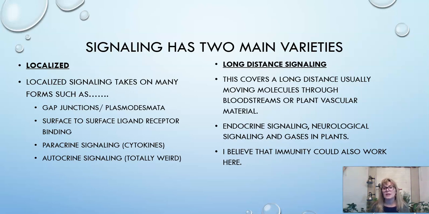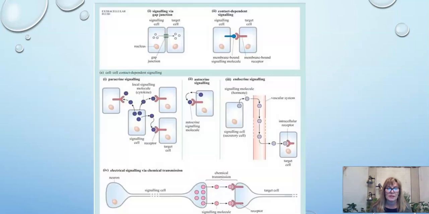Long-distance signaling covers a long distance, usually moving molecules through the bloodstream or a plant's vascular material. Sometimes it can even be through the air, which we'll discuss later. Endocrine signaling, neurological signaling, and gases in plants are your biggest examples. Kind of wondering if immunity couldn't work here in some ways, but they do usually touch one another, so that might really be considered more localized.